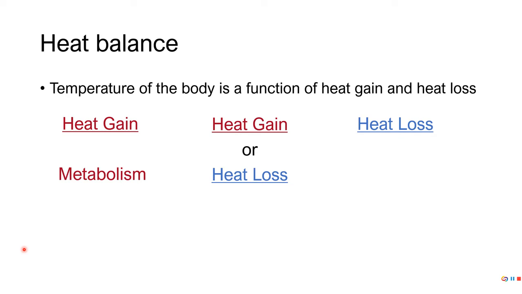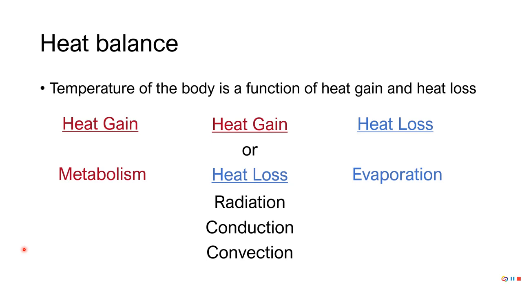Then on the other side, there's heat loss. Evaporation will always cool you off. Okay, there's no way that we are aware of that evaporation will cause an increase in core temperature. And then you've got radiation, conduction, and convection. Depending on the gradients and the direction of the gradient, that can result in core temperature increasing or decreasing.